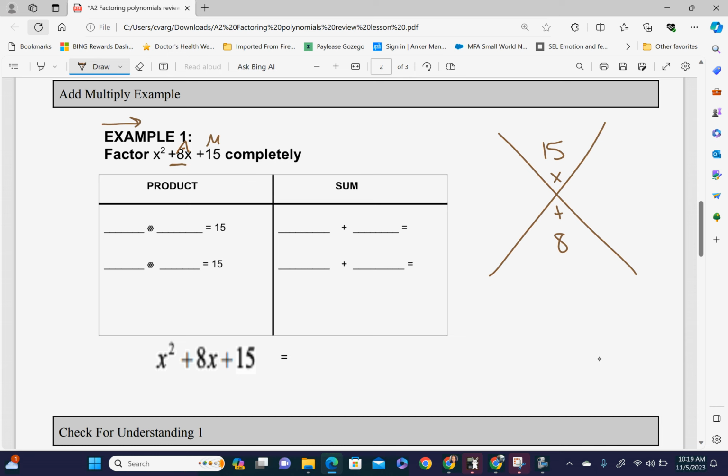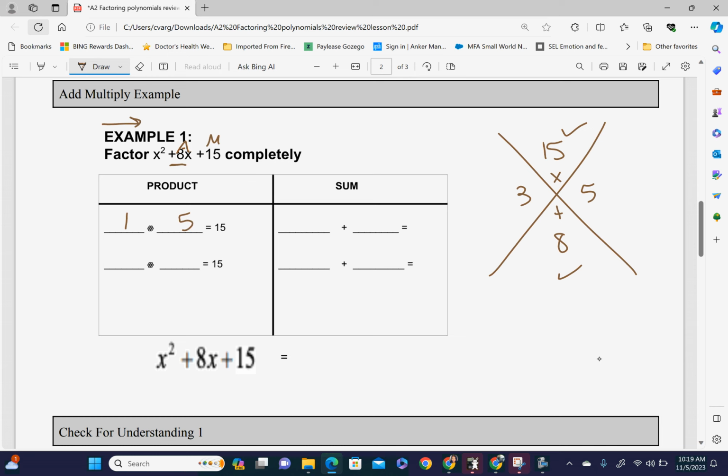They have to be, yeah, the same set of numbers. So 1 times 15 gives you 15, but 1 plus 15 does not give me 8. So that doesn't work. So I know that my other option has to be 3 and 5, and 3 times 5 gives me 15, check, and 3 plus 5 gives me 8, check. All right. So here I could just go ahead and check that, right?